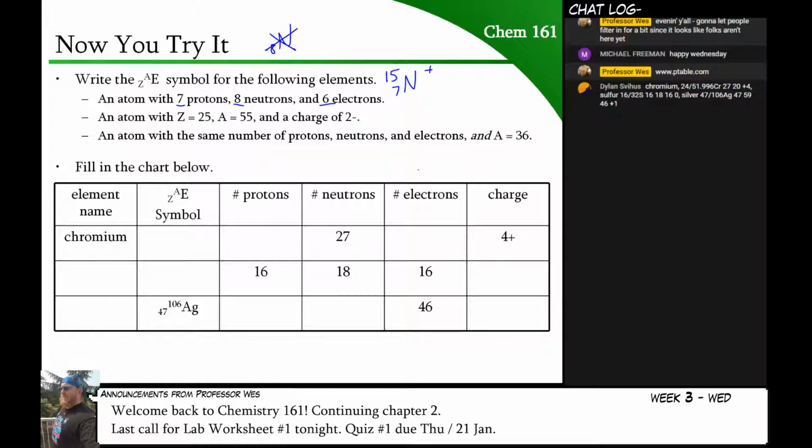All right, for the second one, Z is 25. I have to find 25 on the periodic table. That's manganese. A is 55, so I don't have to do anything there. Just write the number. And a charge of 2 minus, so there you go. That was easy.